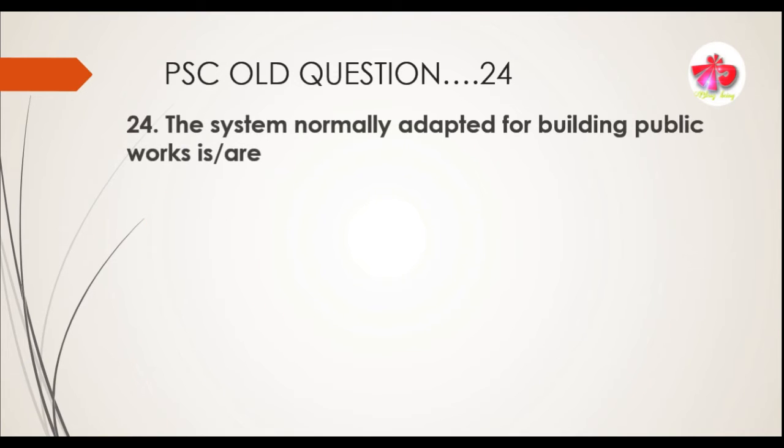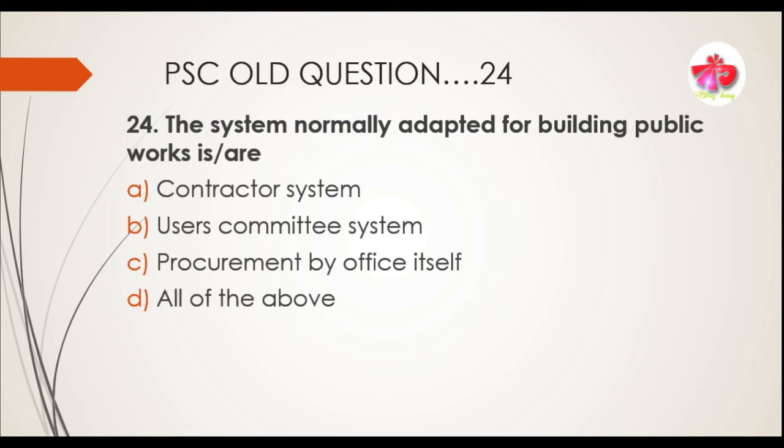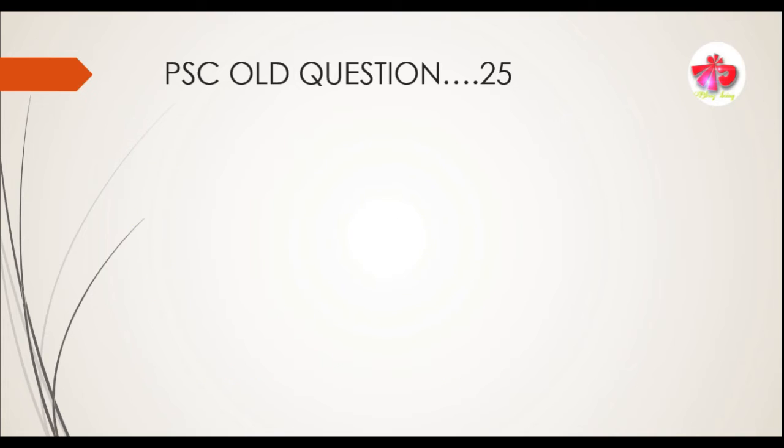Question number 24. The system normally adopted for building public work is or are option A, contractor system, option B, user committee system, option C, procurement by office itself, and option D, all of the above. So friends, the system normally adopted for building public work is the user committee system, option B.